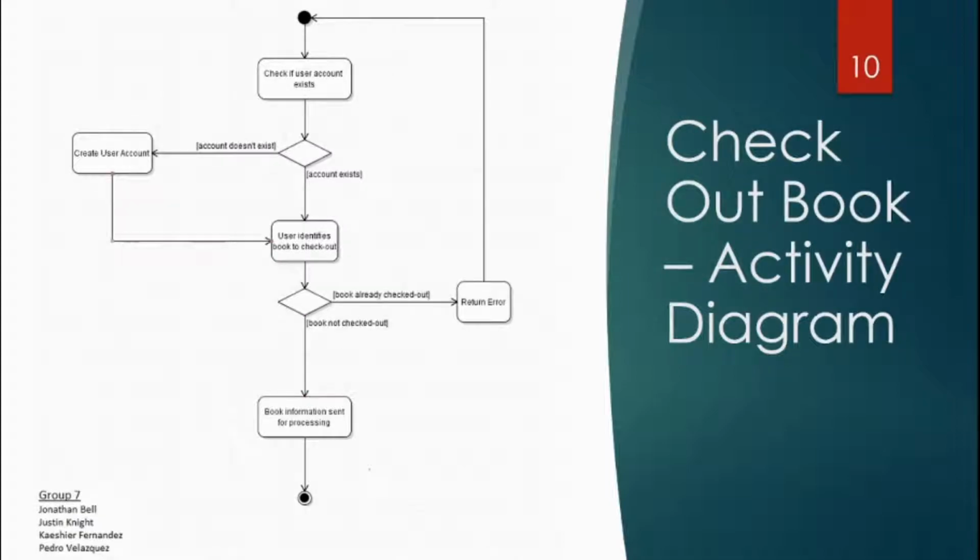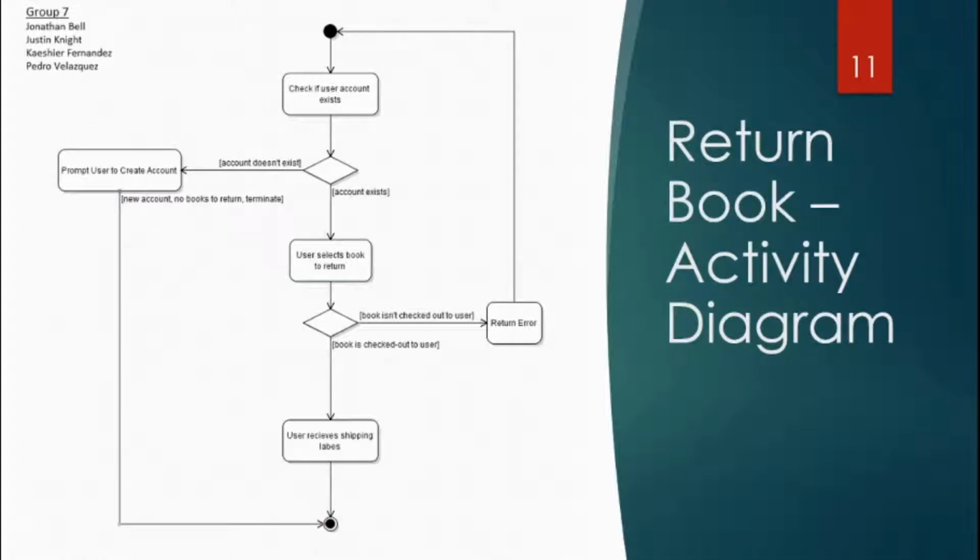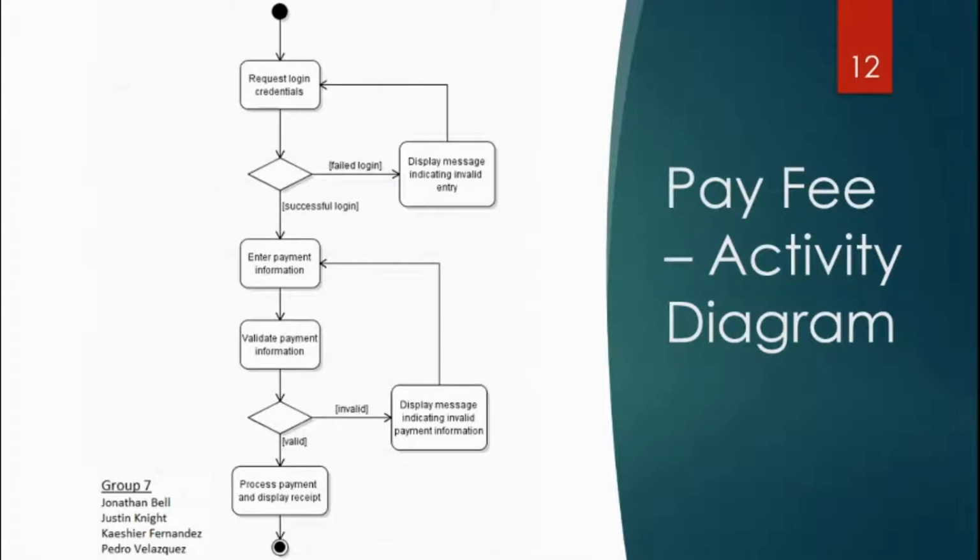On the customer side, the checkout book activity diagram shows the sequence of events for when a customer would like to borrow a book. The return book activity diagram shows the sequence of events for when a customer would like to return a book that they've borrowed. If a customer returns a book past due, the pay fee activity diagram shows the sequence of events for paying the late fee.